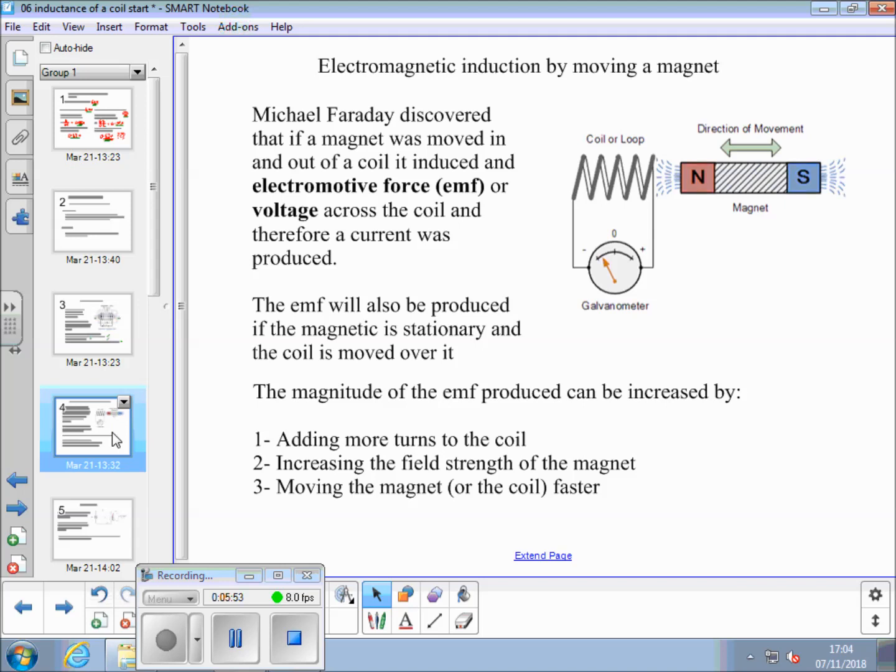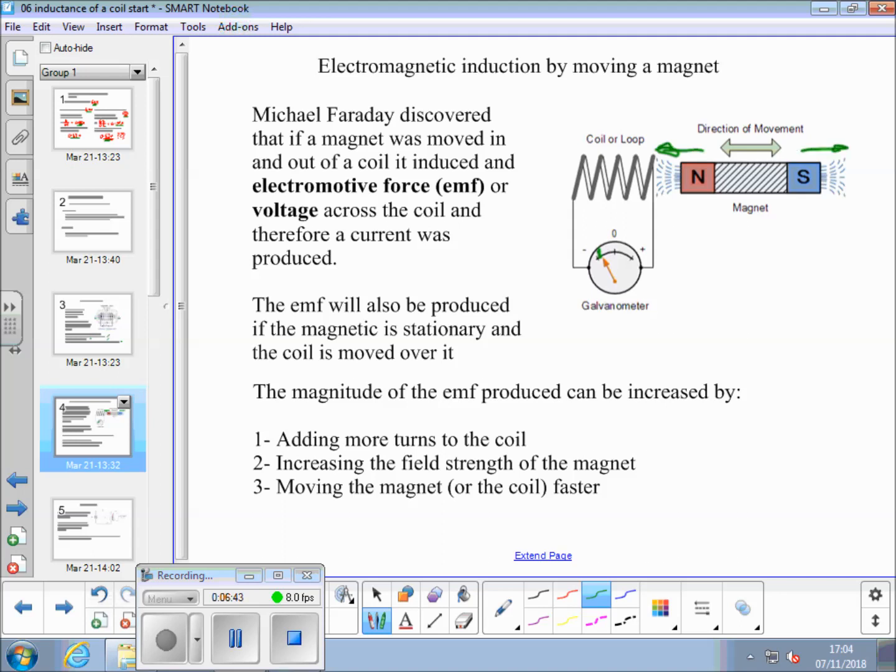Looking at that in this sense, Michael Faraday discovered that if a magnet was moved in and out of a coil, it induced an electromotive force, EMF, or voltage across the coil, and therefore a current was produced. He found that if he moved the north pole into that current loop, you'd see a deflection on this meter, and the faster you moved it, the more deflection. If you stop the movement, with no relative movement, the current disappears. There must be change for induction.